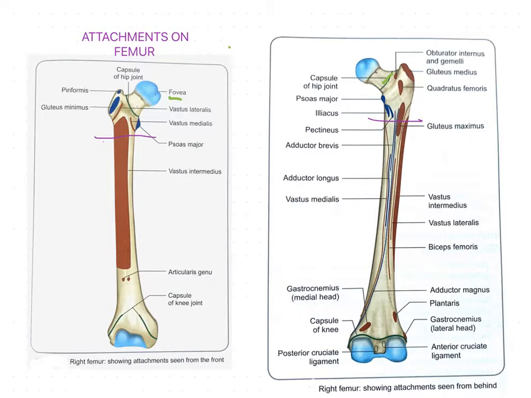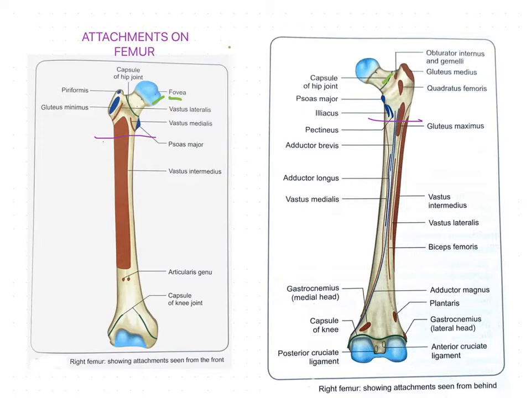So for the head, the ligament attached at the fovea is the ligamentum teres, and at the inferior medial part the femoral artery is related to the head of the femur. Then for the neck, the capsule of the hip joint is attached. On the anterior aspect, the entire neck is inside the capsule. On the posterior aspect, the capsule covers more than the medial half of the neck. So we have finished the head and neck.